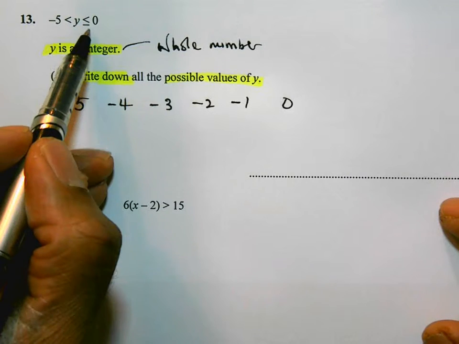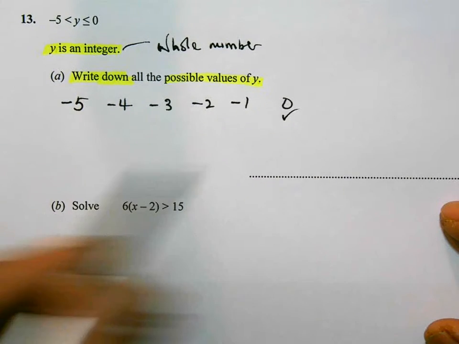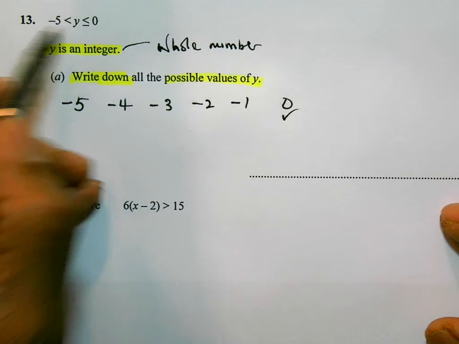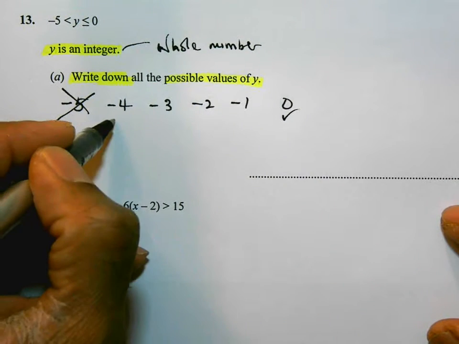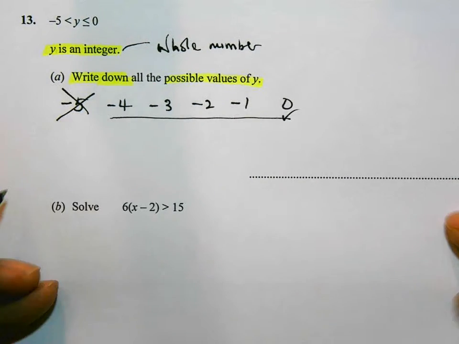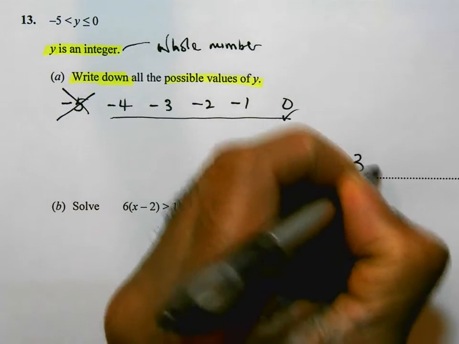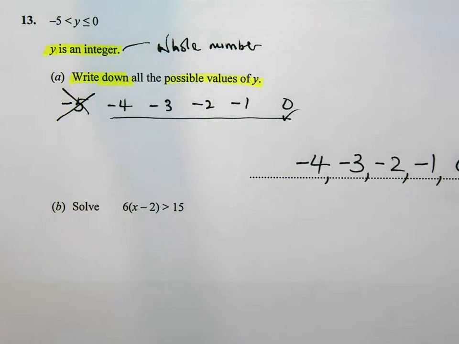There's a line under here, so y is less than or equal to 0, so I'm going to include 0, but there isn't a line under this one, so that means that y is not equal to minus 5. So all these numbers here are what it could be, and that's what I'm going to write in the answer space. Minus 4, minus 3, minus 2, minus 1, and 0.